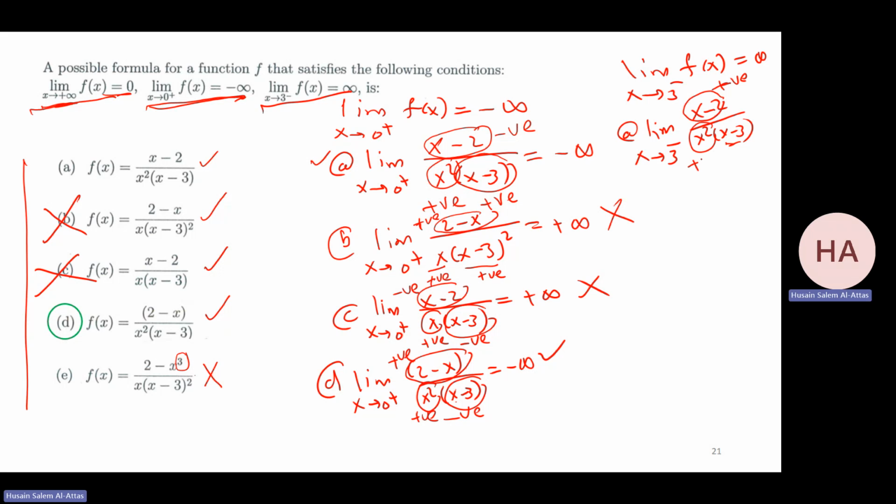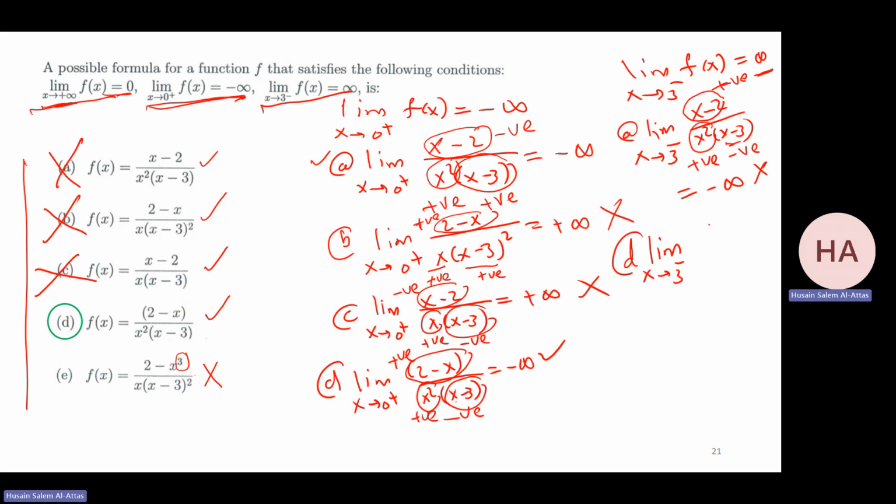This one is positive. 3 from left minus 3, this is negative. So this is -infinity. But my answer, I want it to be infinity. So this is rejected. This is wrong. Let me be sure. Do D for the last things.